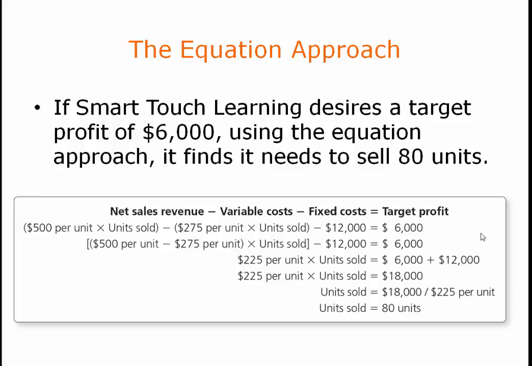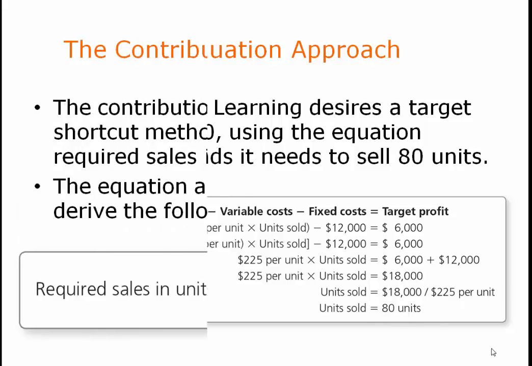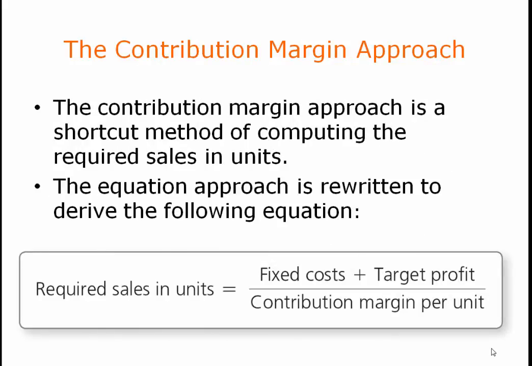And so if you look at this equation, it says, okay, how many units do they need to sell? This is just basic math. It says that they need to sell 80 units. If you go to the next one, we use something called the contribution margin. And this is a per unit contribution margin.